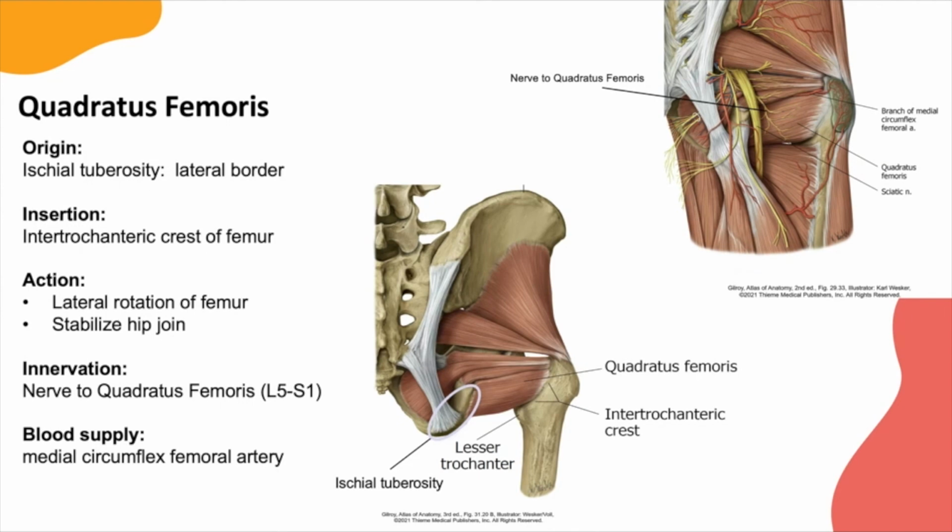These three muscles that I mentioned, as well as piriformis, obturator internus, and externus, form the six small lateral rotators of the femur. And that concludes our presentation.